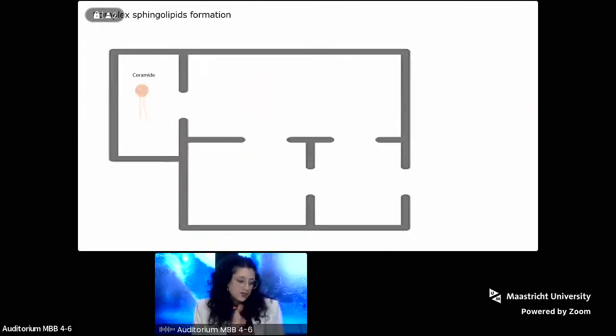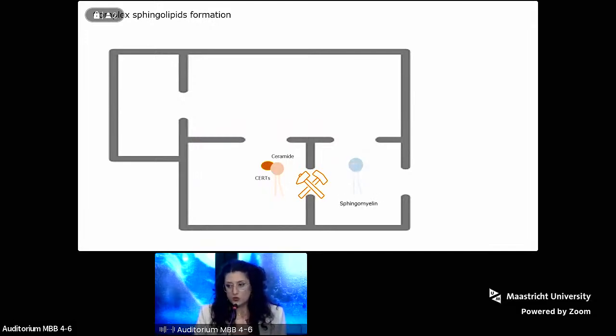So let's imagine the cell as a house with different rooms and different compartments. We know that the ceramide binds to a protein that is called CERT, ceramide transfer protein, in a room or in a compartment of the cell. And the CERT is able to transfer this ceramide from one compartment of the cell to another compartment of the cell. In this compartment, the ceramide undergoes two biochemical changes, and the sphingomyelin is formed.